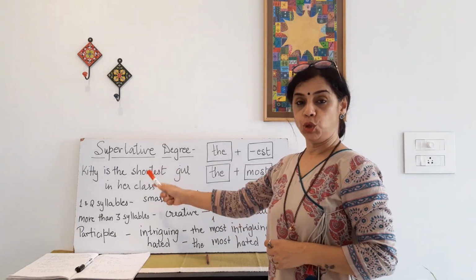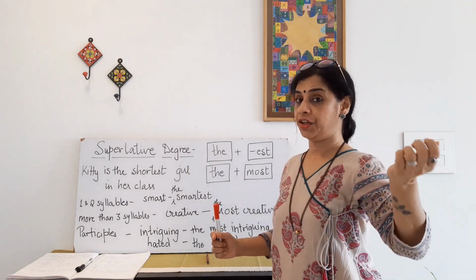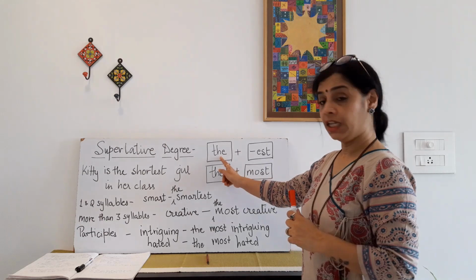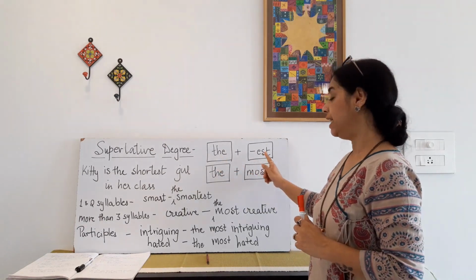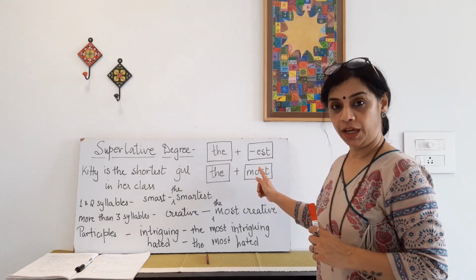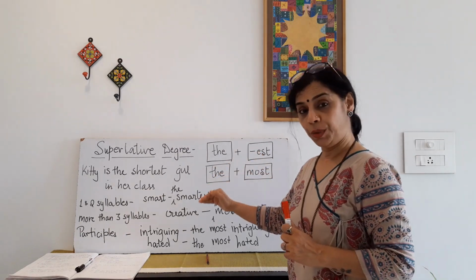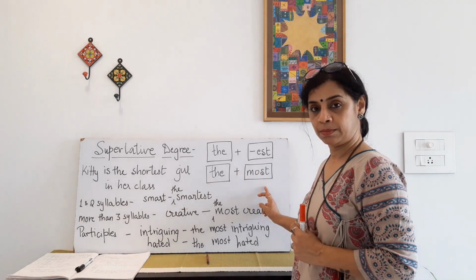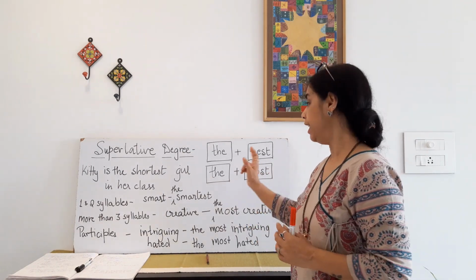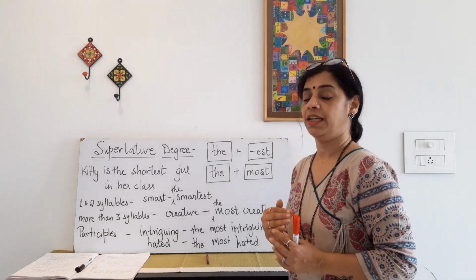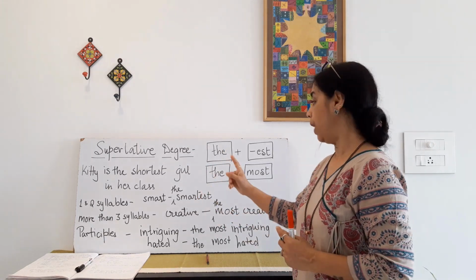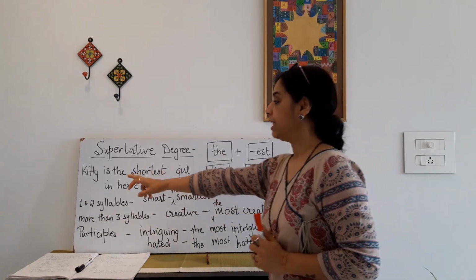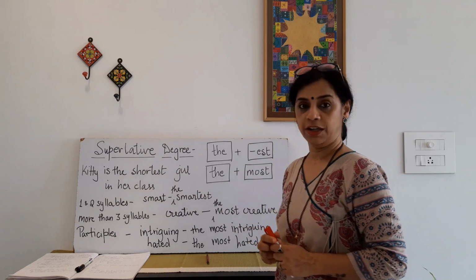When we talk about the superlative degree or the highest degree, the 3rd degree, then the key words here are the and EST. Okay? Another way to do it, as we did with the comparative, is the and most. To all words you cannot add EST. For all adjectives, EST is not possible. So you add the plus most. For example, Kitty is the shortest girl in her class.